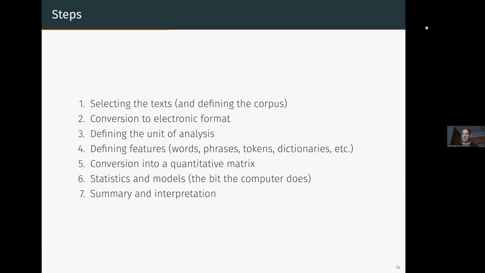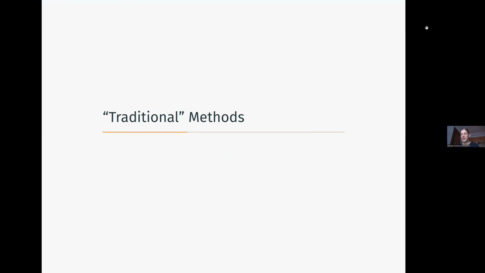Then you convert this into a quantitative matrix, so your text goes into something that the computer can read. Then you run the model, and that's the bit the computer actually does. That's what R does, or Stata, or SPSS, or Python, whatever you want. It's a quick bit. And then you have to summarize and interpret. So most of the focus, with all these methods that we talk about, is on just one little step, and it's mostly the easiest bit. So with that as a background, let's have a quick run over the traditional methods.